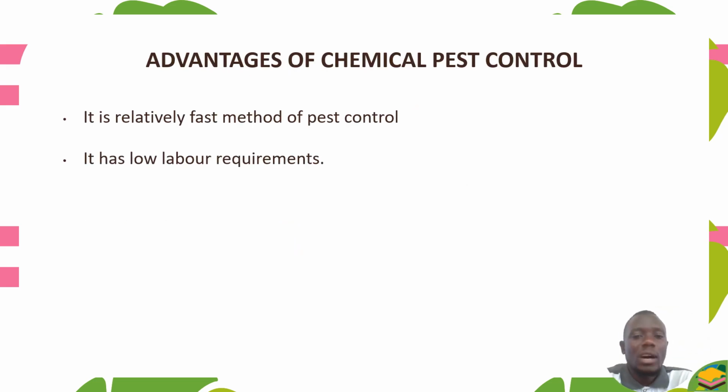So let's now go to advantages of chemical pest control. Chemical pest control is a relatively fast method of pest control. It is very fast as compared to other ways of controlling pests. Then it has low labor requirements. So when you compare with other methods of controlling pests, this one has got low labor requirements.